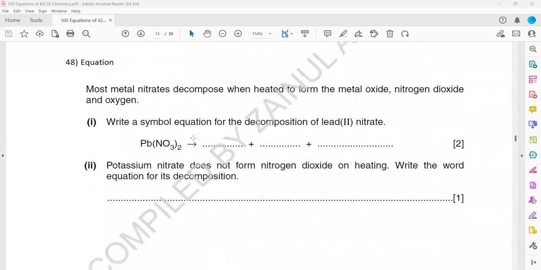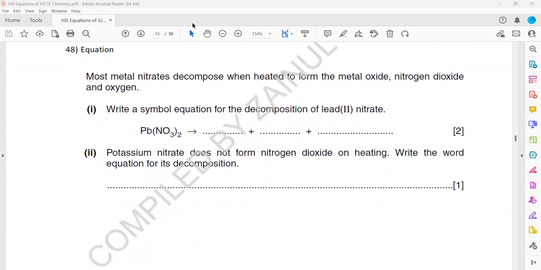Most metal nitrates decompose when heated to form metal oxide plus nitrogen dioxide plus oxygen. So they give you the products themselves. If we have lead(II) nitrate, lead valency is 2, so it will form lead oxide. What is the formula of lead oxide? PbO. Because lead is +2 and oxygen is -2, the valencies are the same. Then NO2 and oxygen. Nitrogen dioxide they mentioned, so NO2 and oxygen is there.